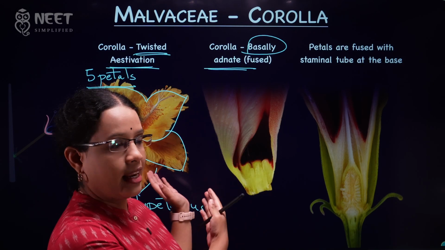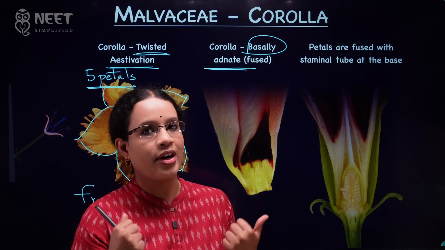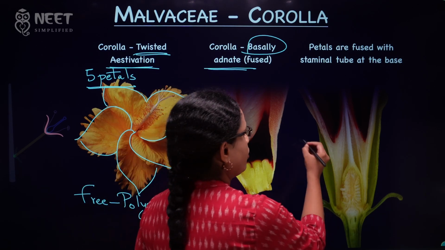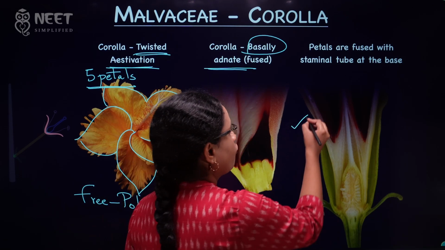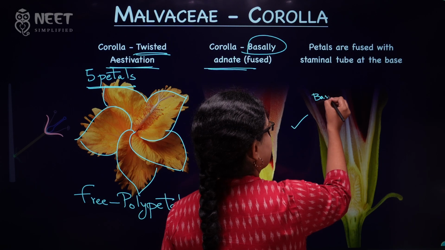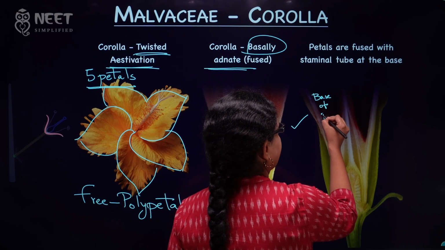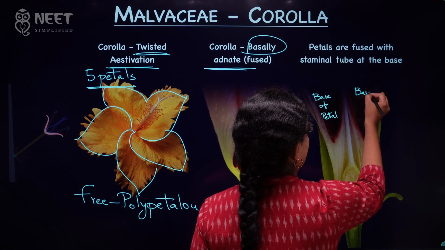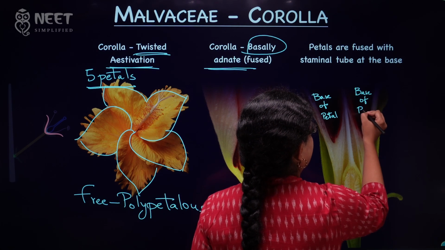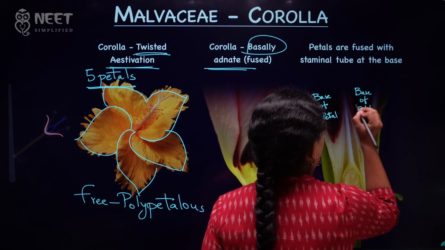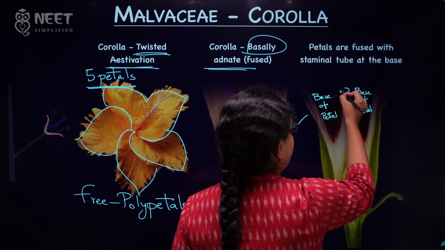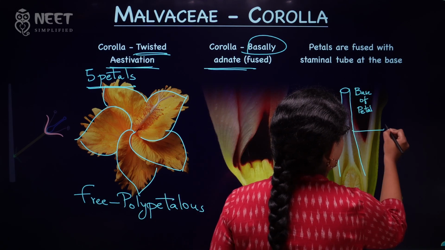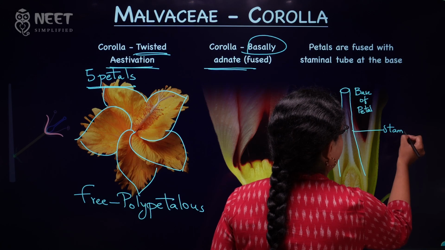Now when you look at it from the top view, you're not going to understand it. So we will take a longitudinal section. Yes, so here you have the longitudinal section. Now what you're finding here, the red part is the base of the petal. Here's another petal. We are taking a longitudinal section of the flower. You're seeing two petals only. So here you have the base of the petal. Now this base is fusing to a staminal tube. So you have a staminal tube here.